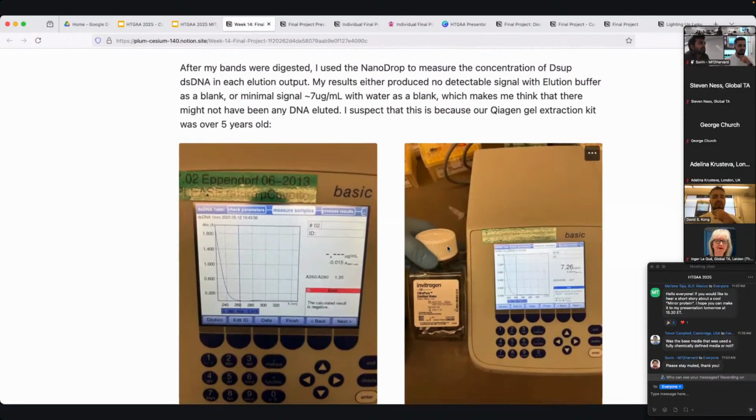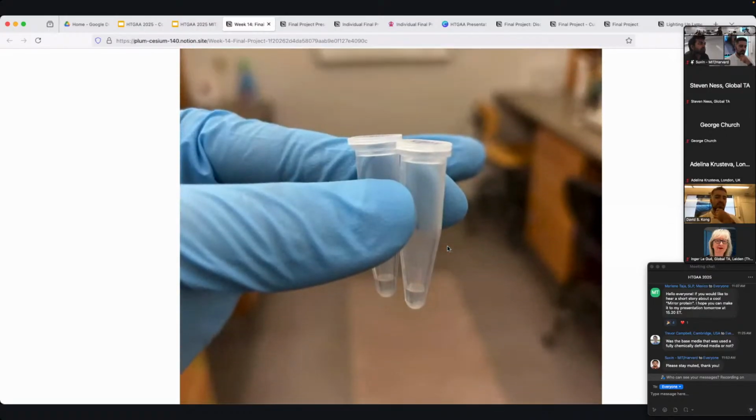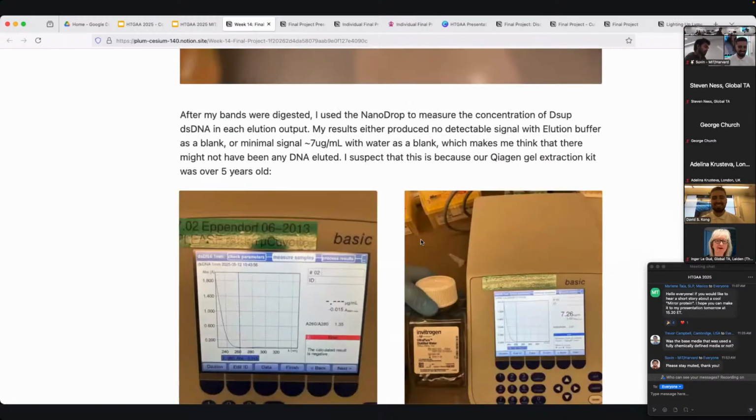And so I didn't get great results from that. The concentration was super, super low, but I think that's because I was just taking from 2 bands and the gel extraction kit we were using was from over a decade ago. So it might've been a little bit expired.